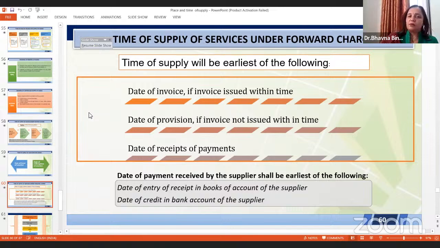Again, I am repeating, assessable value is nothing but the price which is charged to you plus any extra charges which are being charged, like transportation, packing, special packing, testing charges, inspection charges. Or if the customer has incurred any expense on behalf of the supplier, like the transportation expense, then that will also be added. Minus any discount which has been given.